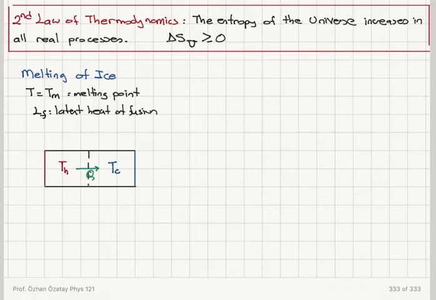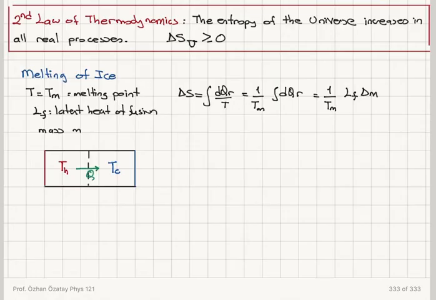And let's say that I have a total mass m. How much is the entropy change in this process? Delta S is the integral of dq reversible over T, and the temperature is fixed, so 1 over the melting point, integral dq reversible. So what is the total amount of heat I'm adding to the system? 1 over Tm, latent heat of fusion times delta M, the amount of material that goes through the phase change.